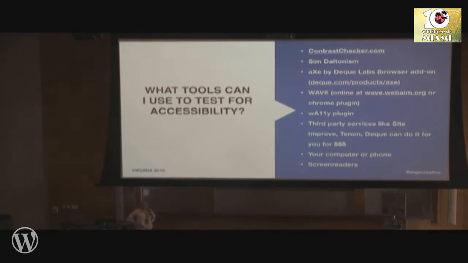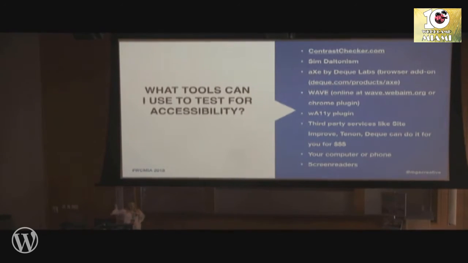Contrastchecker.com. You can put in your two main colors for your website and see if they pass, if they pass with a double A or better. Sim Daltonism is a Mac app you can get off the App Store. You can put your images or your web page in and see what it looks like for the colorblind. So you can actually see what it looks like if they're red-green colorblind, or blue-orange colorblind. The Axe by Deque Labs is a browser add-on for Chrome.